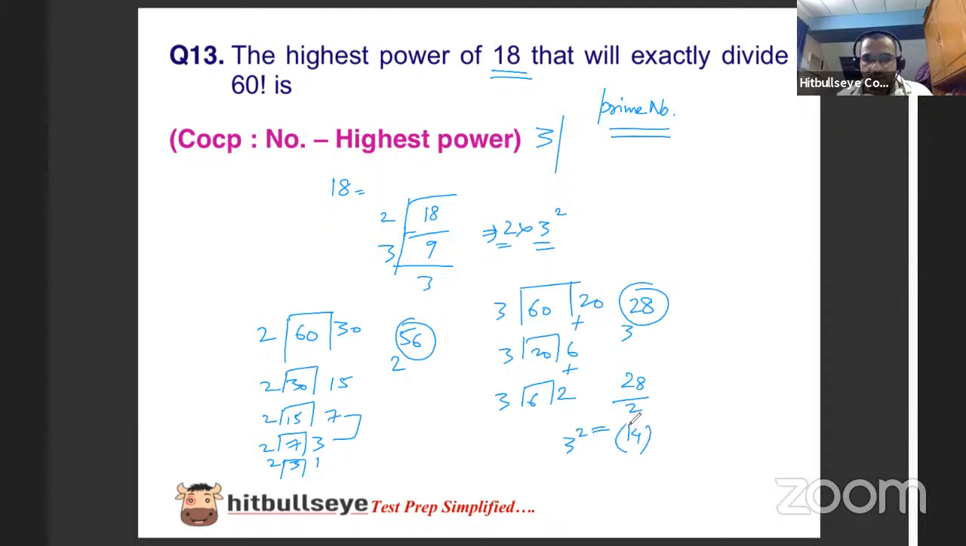Now we have got both the values. One is, I'll just color them differently, one is 14 and one is 56. Which one is lesser will be the one determining. 14 is the highest power of 18 which will exactly divide 60 factorial. 14 is the right answer. Please check.